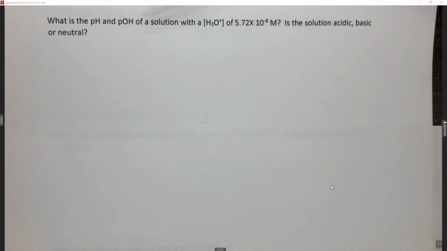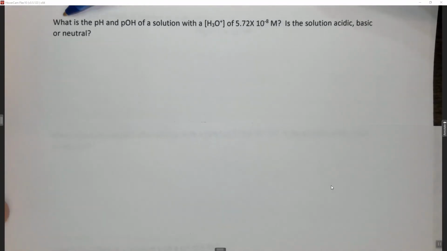So if you haven't already watched question 3, it's a good idea to start with that. This one says, what is the pH and pOH of a solution with an H3O plus concentration of 5.72 times 10 to the minus 8 molar? Is the solution acidic, basic, or neutral? So before we find the pH, we can still determine if it's acidic, basic, or neutral.